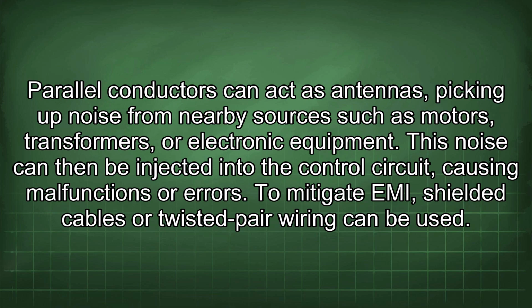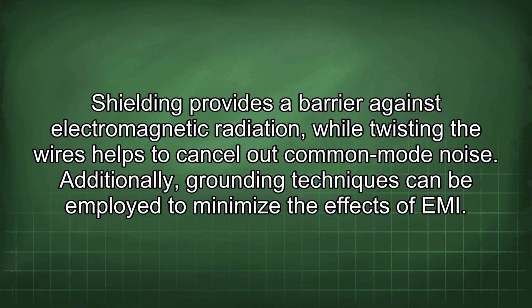To mitigate EMI, shielded cables or twisted pair wiring can be used. Shielding provides a barrier against electromagnetic radiation, while twisting the wires helps to cancel out common mode noise. Additionally, grounding techniques can be employed to minimize the effects of EMI.